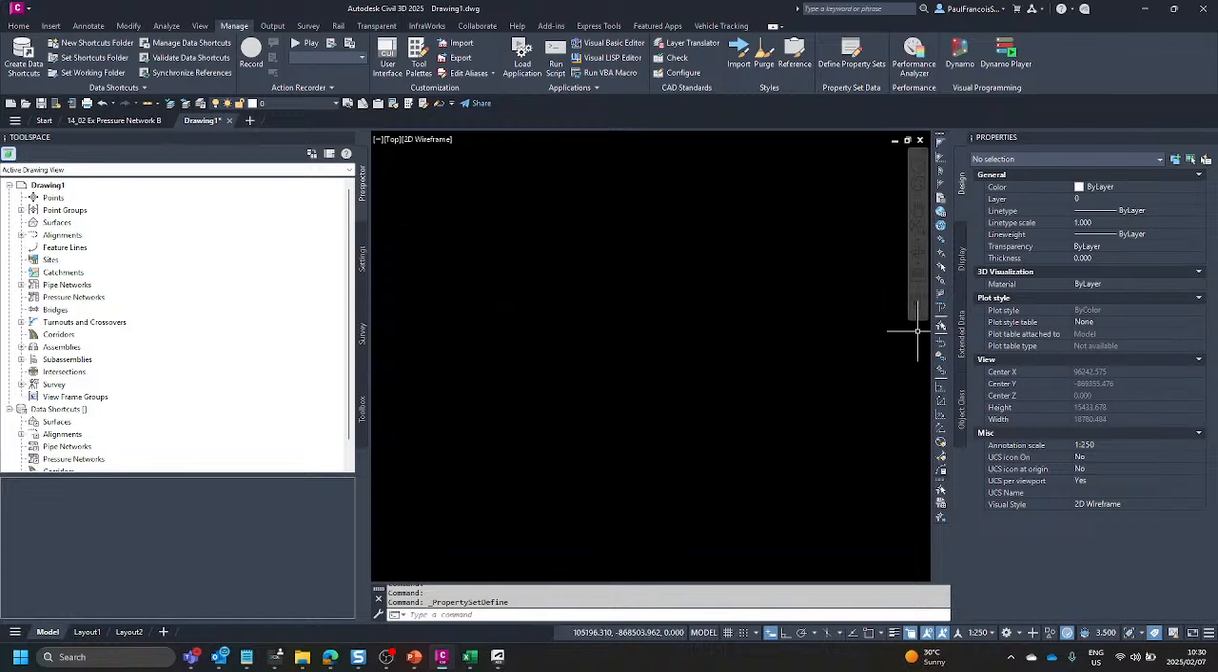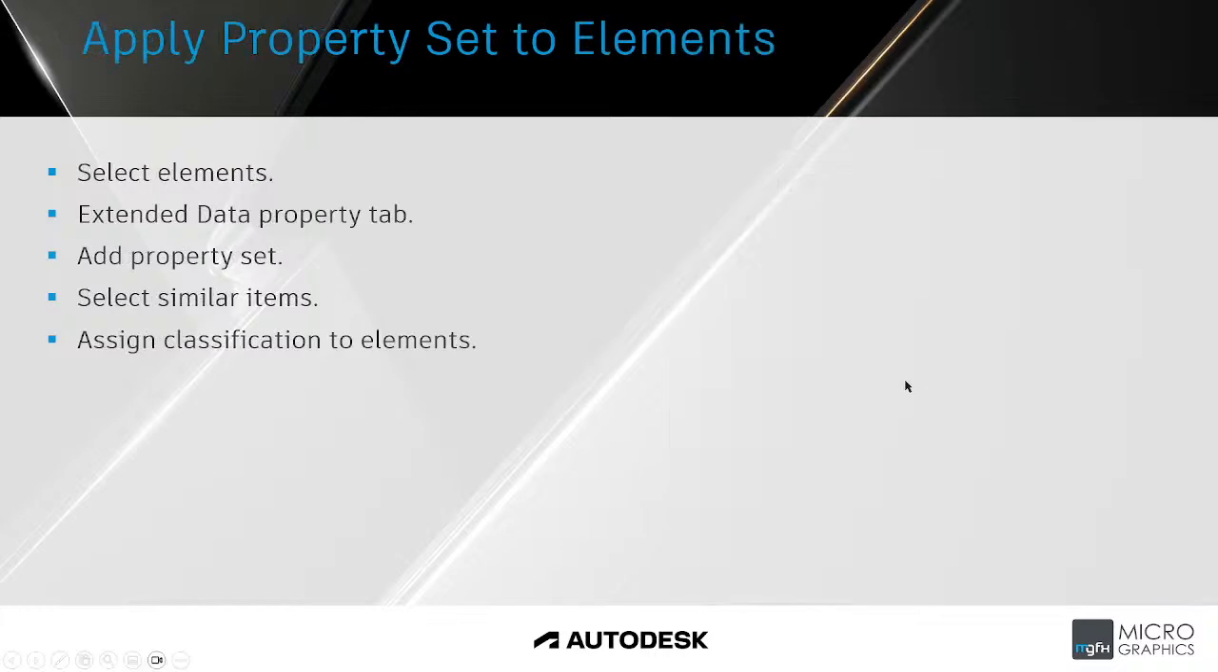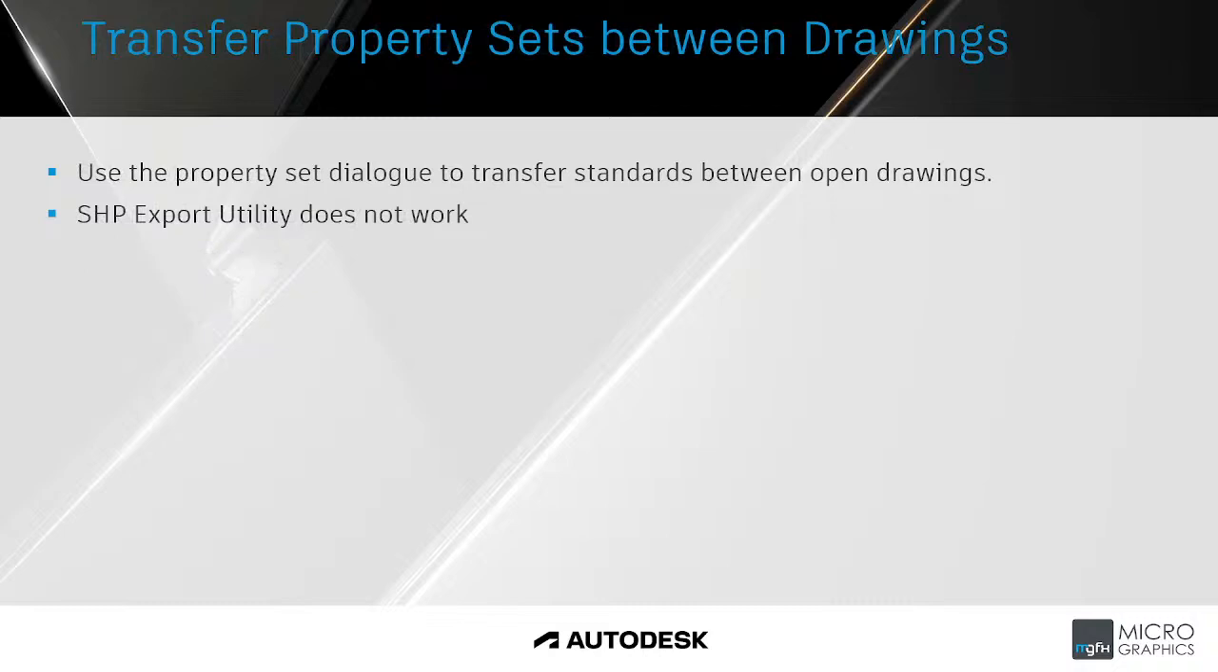So that deals with some of the items: how to create the property set, to unfilter the styles, to define a classification definition, to apply to categories, and then to add classifications. We've seen that. Select the element, extended data property tab, add property set. If necessary, select similar items and assign classification of elements. That wasn't even necessary now, it just added automatically. You didn't need to add the.